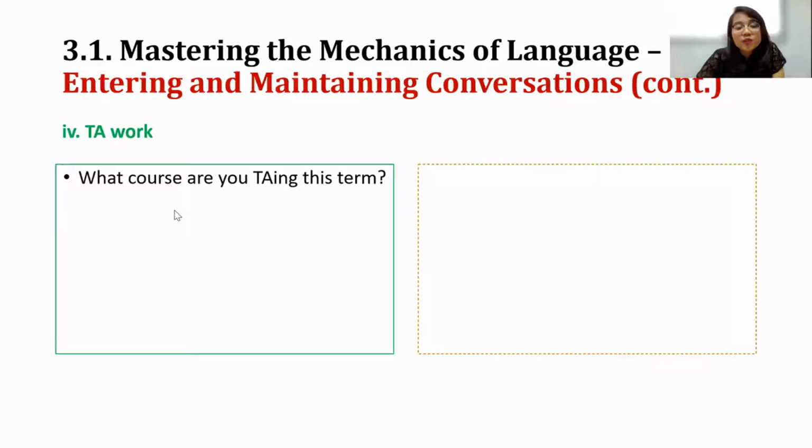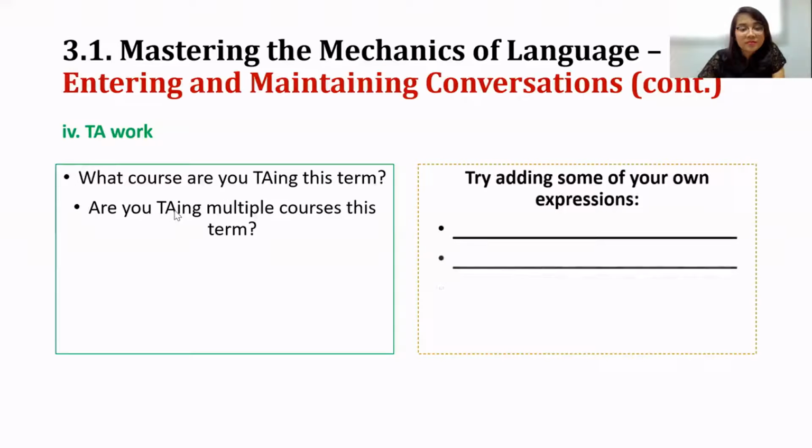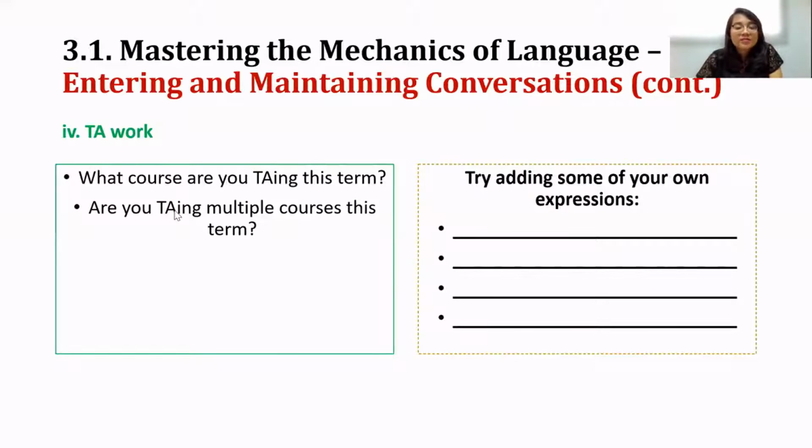The first one, what course are you TAing this term? Well, TA is the shortened version of teaching assistant. It's quite a common expression, but if your speaking partner is not familiar with TA, you can explain that TA stands for teaching assistant. Are you TAing multiple courses this term? All right. So there are two expressions that you can use in a TA work conversation.